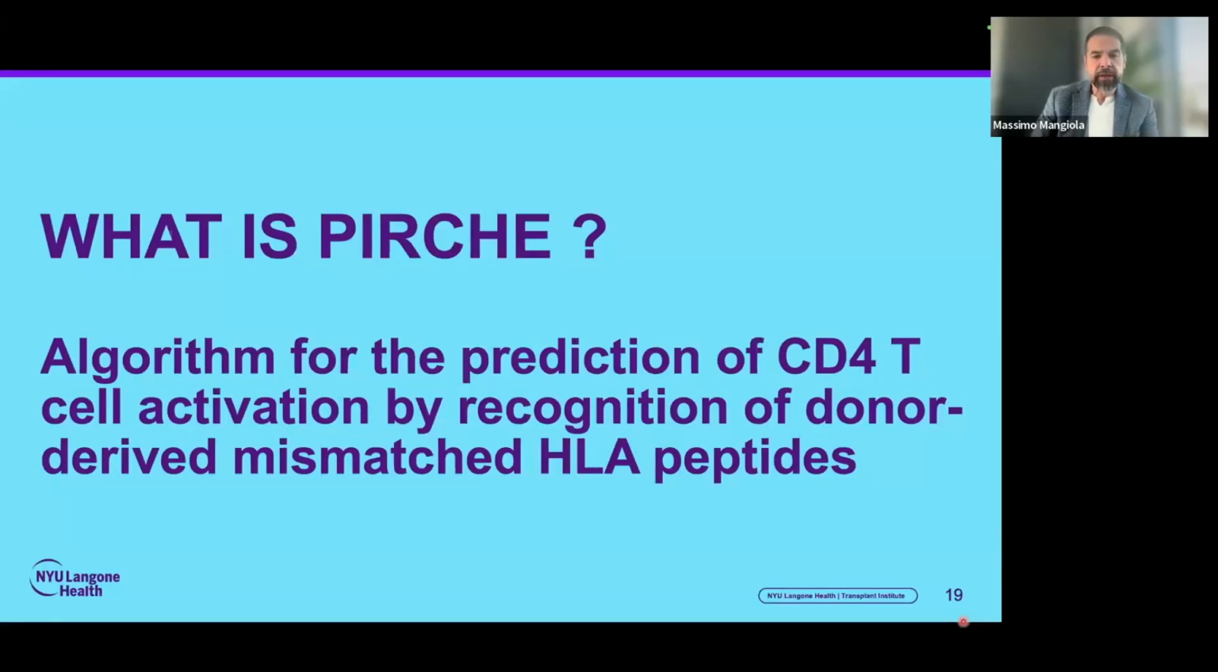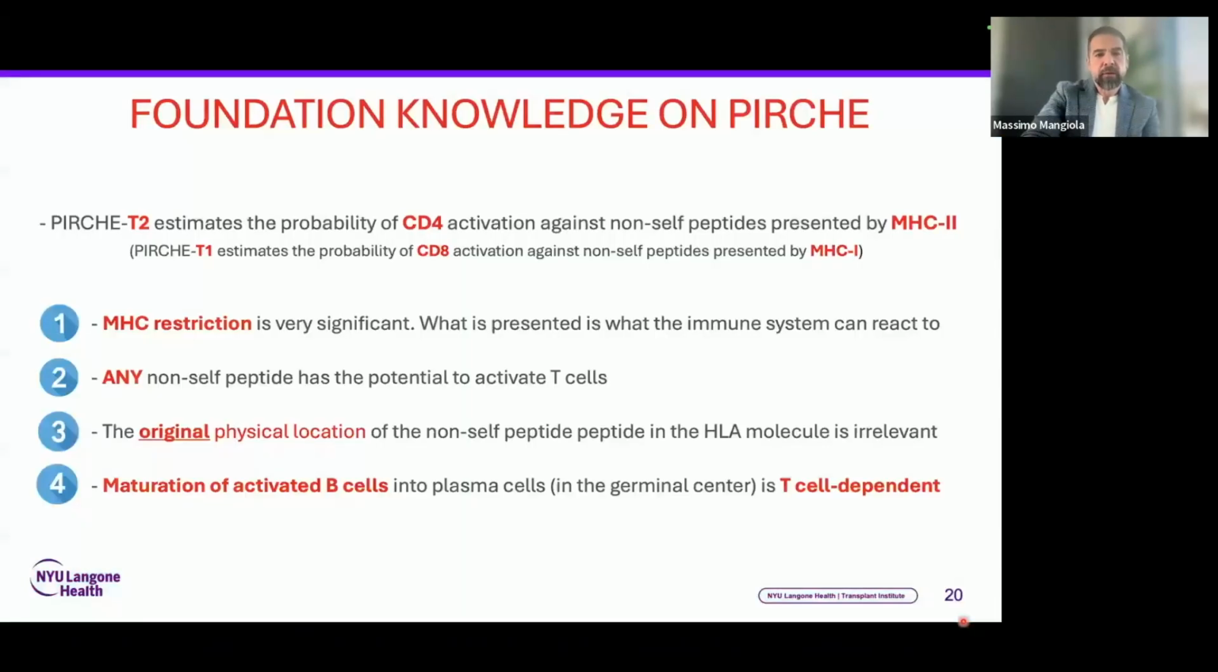So PIRCHE is an algorithm that allows us to predict activation of T cells. Historically, PIRCHE has been the predictor of CD4 T cell activation, but as I show you, now you can also calculate the B cells. We're going to have to do a little bit of legwork before we get into the modules. So I want to discuss a little bit of foundation about PIRCHE, because apart from the estimation of the activation of the CD4 T cells by presentation through MHC2, there are a few things that we need to discuss before we dive into the modules.